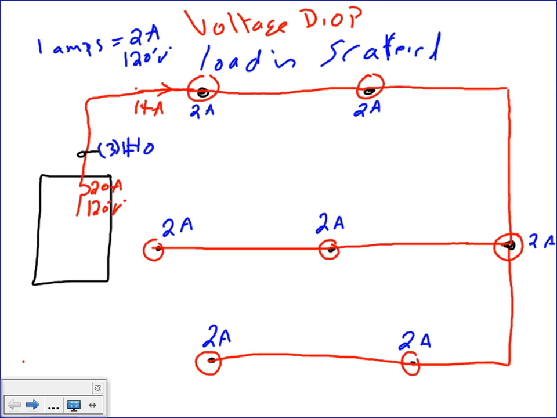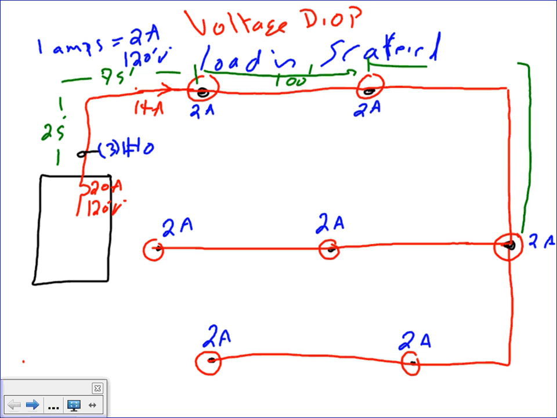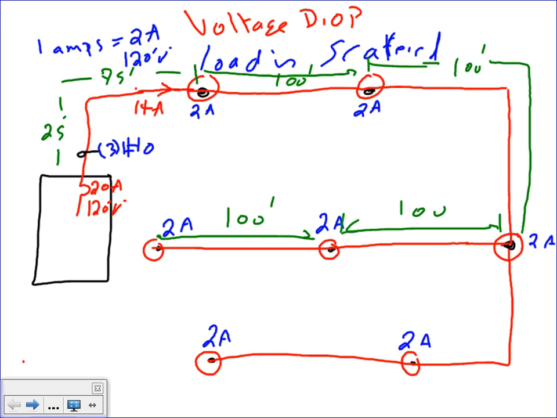Let's draw some distances, guys. The distances they're giving us: 25 feet from here to here, 75 from here to here, and to here they are giving us 100, just to make it easier. From here all the way to here, we're given 100 feet, and in between each two I have 100, just for the sake of ease of installation, and from here all the way to here also 100 feet. What do you expect from here to here? 100.